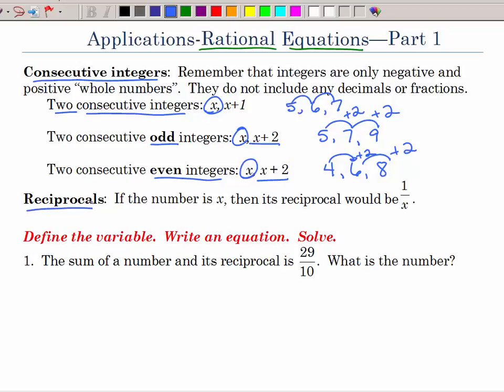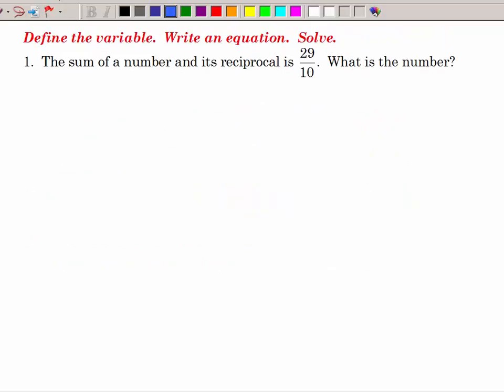But the first example we're going to be looking at involves reciprocals. Now you know what that is. If the number is x or x over 1, then its reciprocal is going to be 1 over x. So let's look at this first problem. It says the sum of a number and its reciprocal is 29/10.